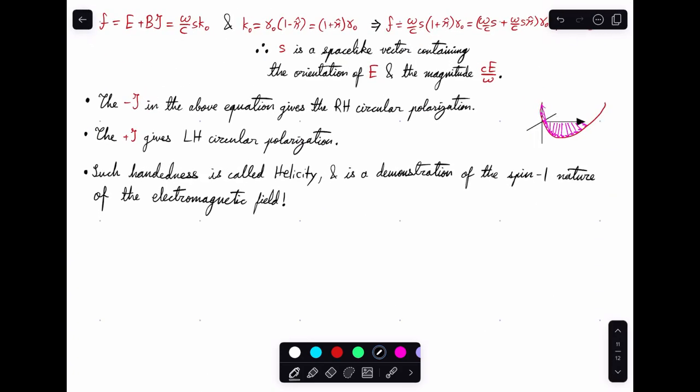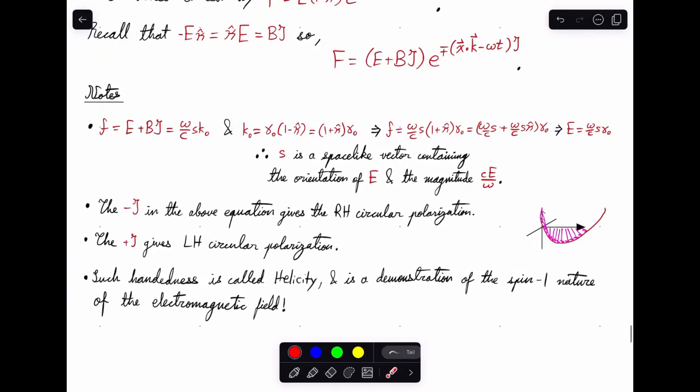So right away you can tell from the geometry of spacetime that the electromagnetic field is a spin one field because it behaves like this, with this helicity.